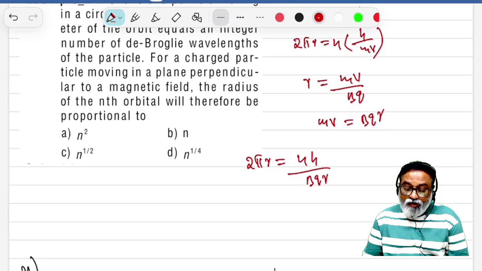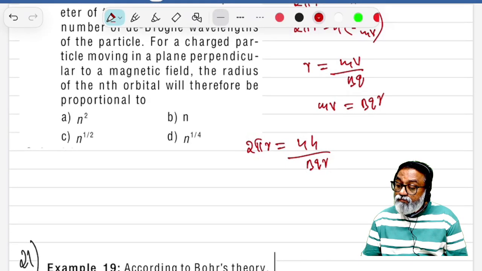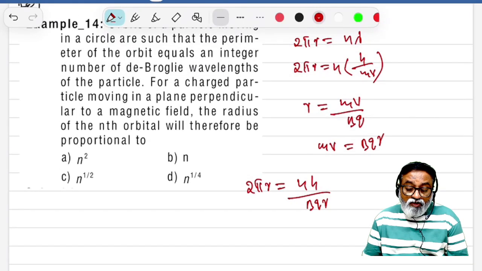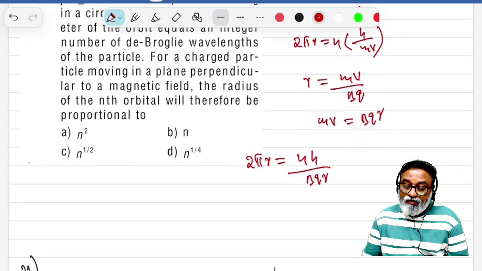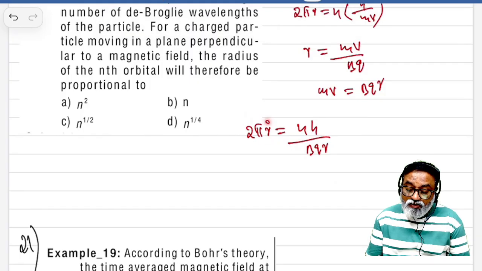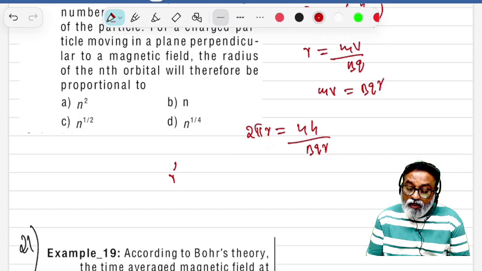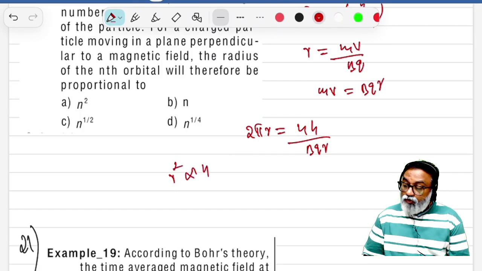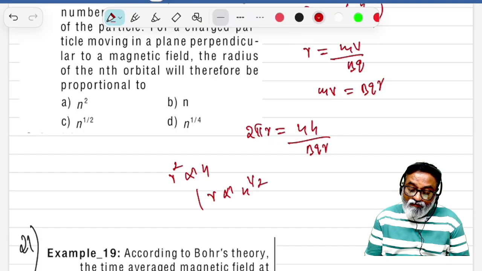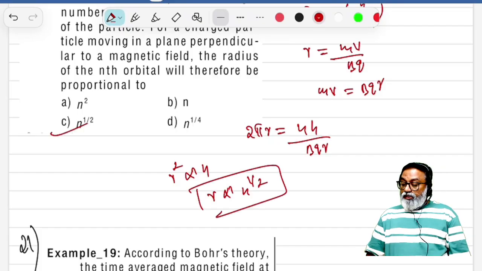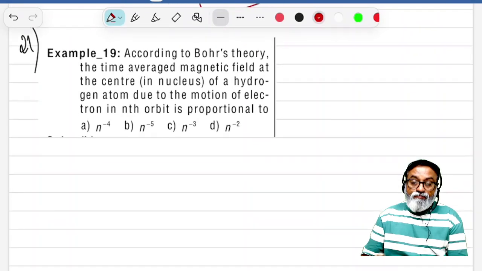Therefore, 2 pi r is equal to n h by mv, that is n h by Bqr. Therefore, r square is proportional to n. Therefore, r is proportional to n to the power of 1 by 2. It's a very important one.